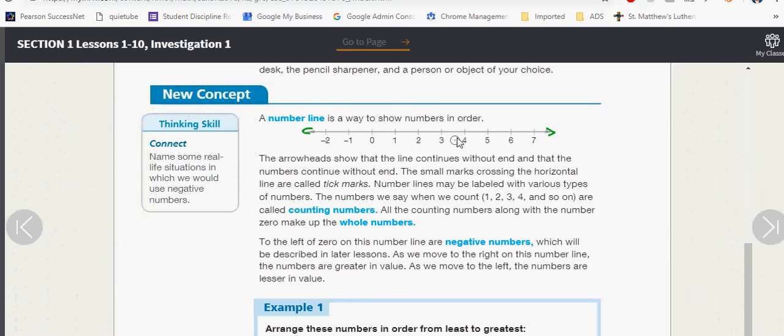Oftentimes 0, your origin, is right in the middle. In this case, though, they put it over to the left to show we're really focusing on these counting numbers over here. The counting numbers are 1, 2, 3, 4, 5. And the whole numbers add 0: 0, 1, 2, 3, 4, 5, and so on.